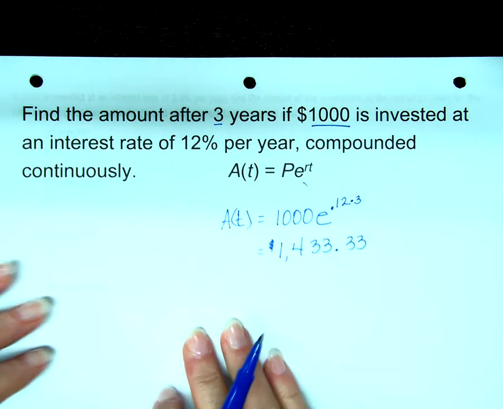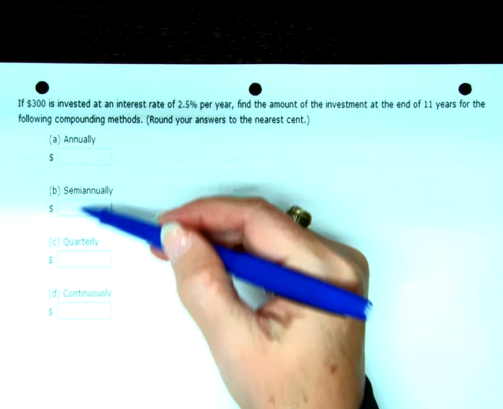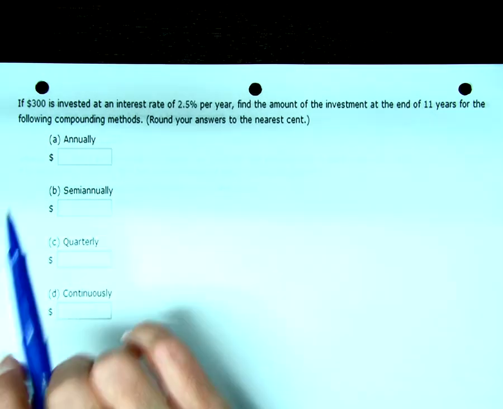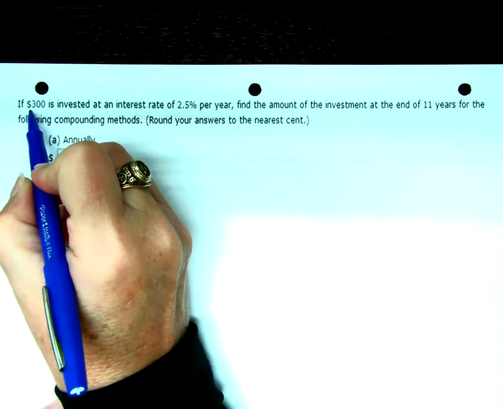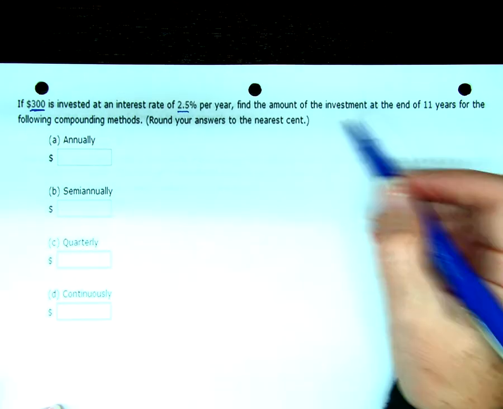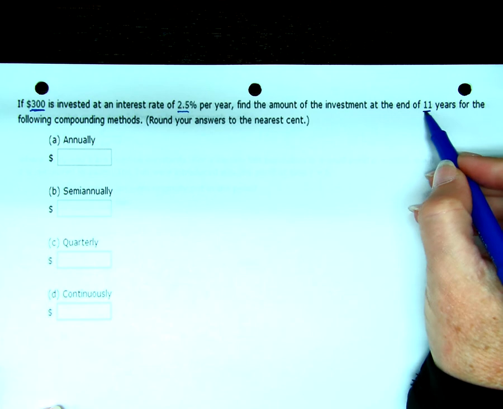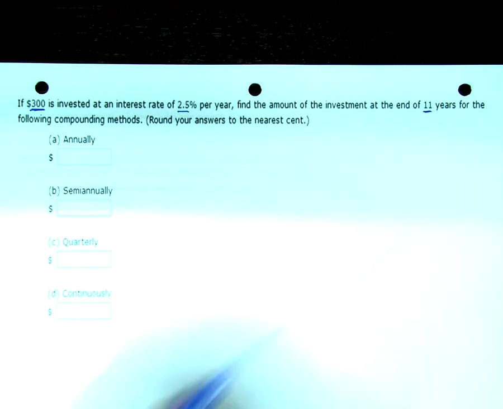Now, let's do another example. There are 4 possibilities here. We're going to have to use a combination of the compound interest formula that we used last time, as well as the one we just learned for compounding continuously. In this case, we are starting with $300 at a 2.5% interest rate per year. We want to find the amount we end with after 11 years, 4 different ways: annually, semi-annually, quarterly, and continuously. I want you to see what's going on here.